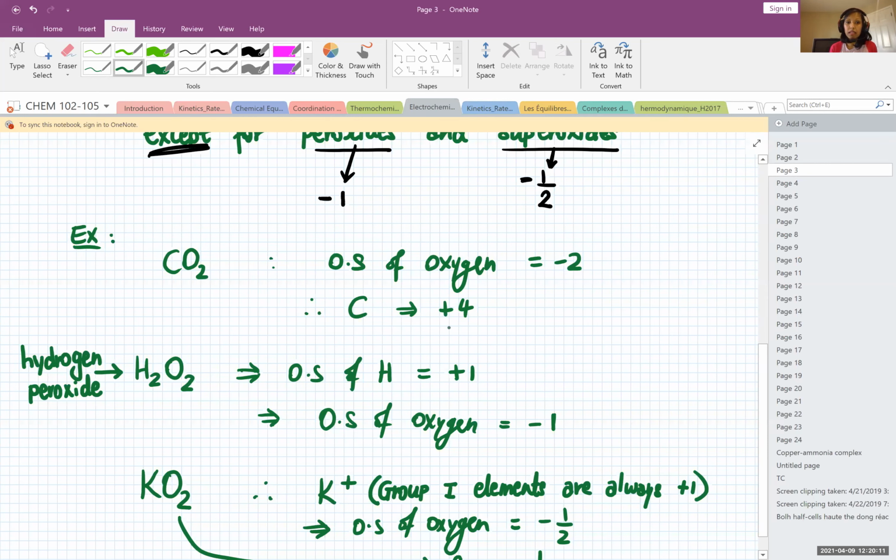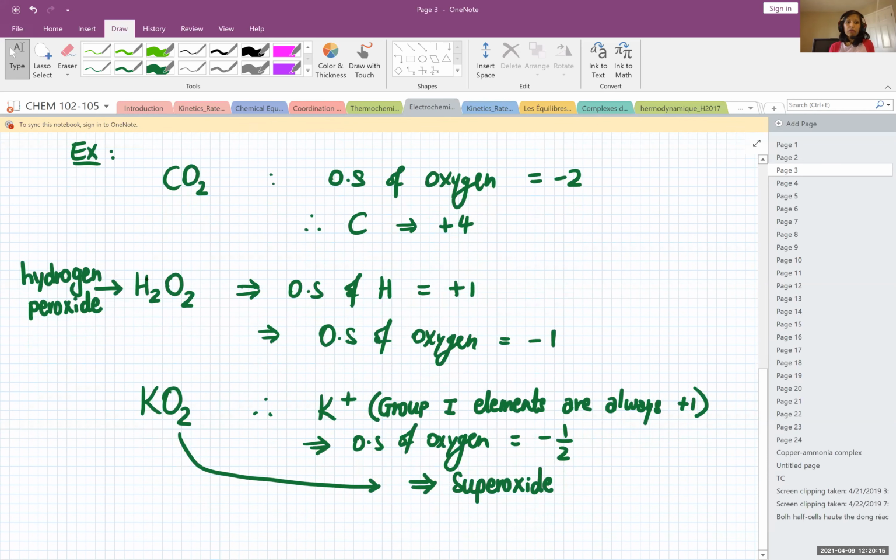So here carbon has to be +4. Now, if we look at H2O2, use what you know about hydrogen. Hydrogen can only be +1 or -1. If it is bonded to a non-metal, it is always +1. Here it is bonded to oxygen, so use that to find the oxidation state of oxygen. When we do that, we see that oxygen is in the -1 oxidation state, so therefore this is a peroxide, not a regular, normal oxide.